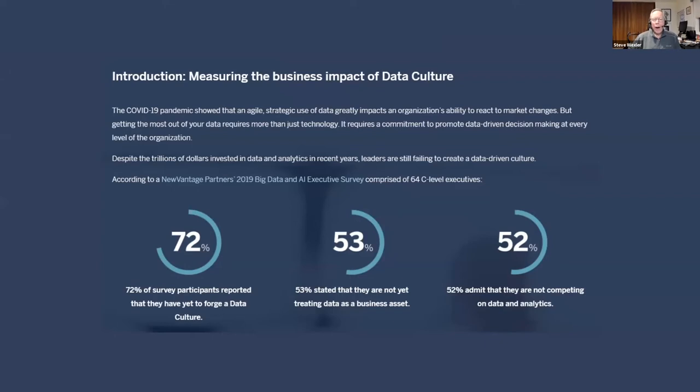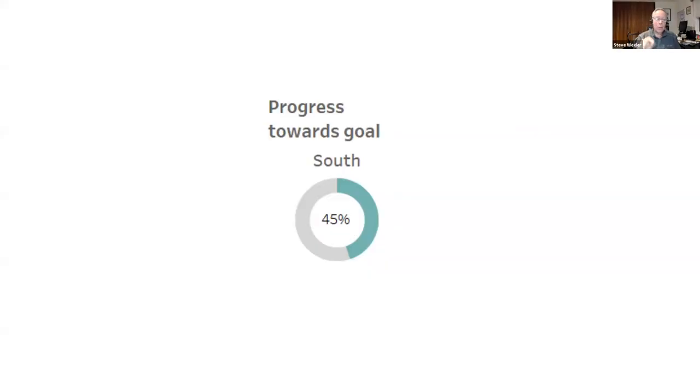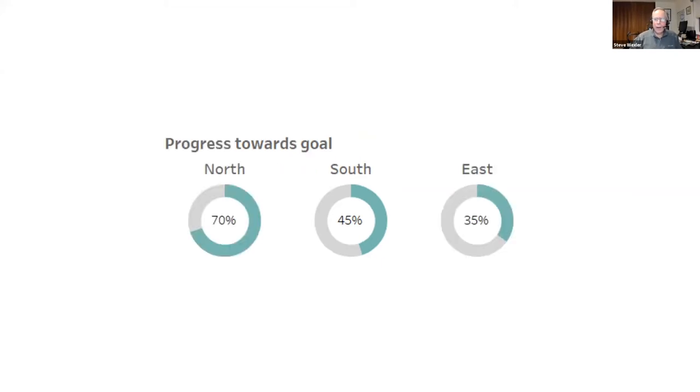trying to compare progress across multiple donuts. It's really hard to do. So let me explain. I have zero problem with this, progress towards a goal. Even without the 45% in there, I can see it's a little less than a half. Bingo. You know, Alaska Airlines telling me how far along in my journey I am. All right. This becomes really hard. North, south, east, and west.